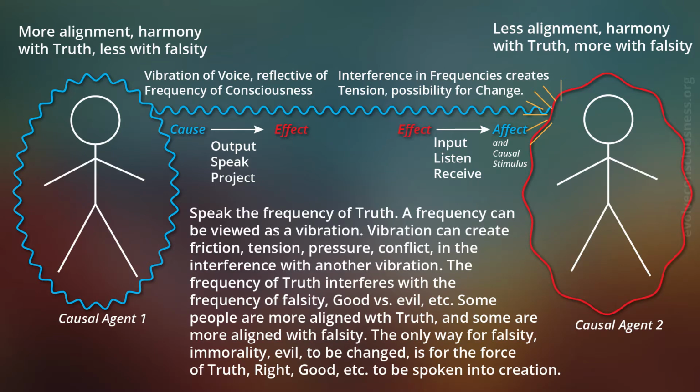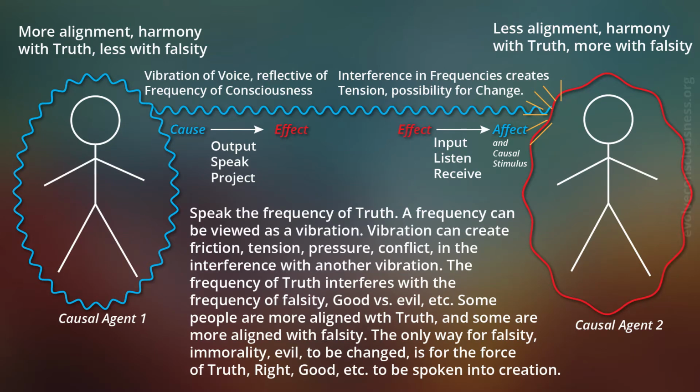And the other person, what they receive on their end is interference in frequencies, creates tension, is a possibility for change. So if you don't speak, there's no way that your blue frequency, higher frequency of consciousness, of perception with truth, is going to affect the person in a lower frequency perception of truth. They're in a lower frequency of contact with truth. So you need to speak. So your cause is an effect, and that effect is input, listened to, and received by the person, and it becomes an affect. Now once it's an affect from the realm of effects, in reality, whatever affects us becomes a causal stimulus.